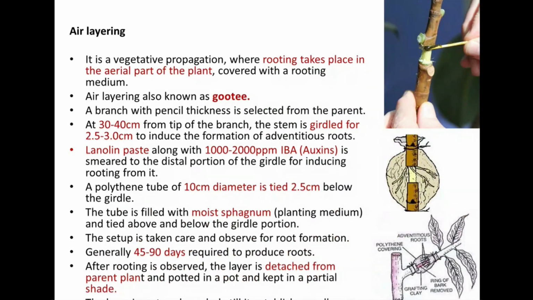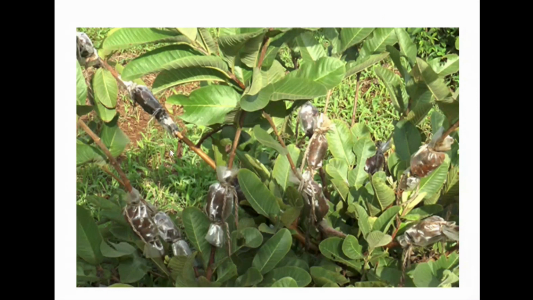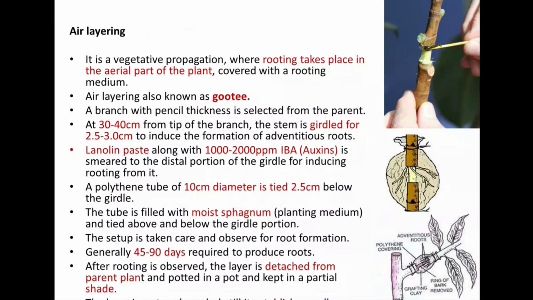So then what is air layering? Already I told you, rooting takes place. See here, these are all layering. This is a guava plant. In many places you can see layering. So what is this? We will study in detail. Layering is where rooting takes place in the aerial part of the plant, covering with rooting medium. So this is also called rooting. Sometimes we may ask a question on rooting for 2 marks, or else layering also we can ask.